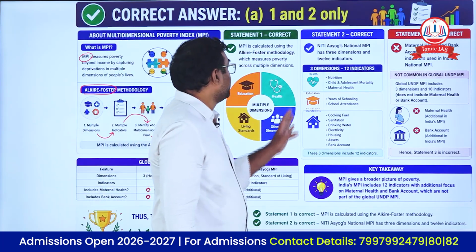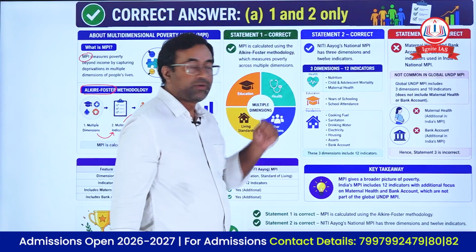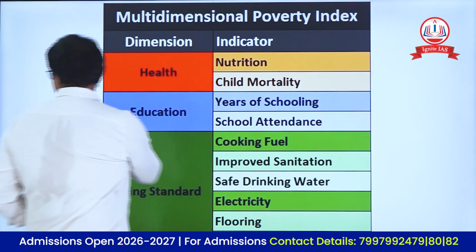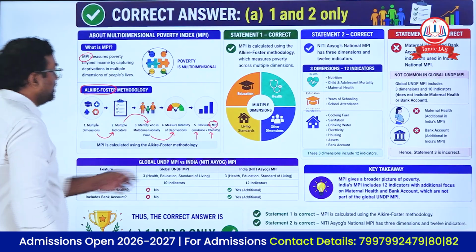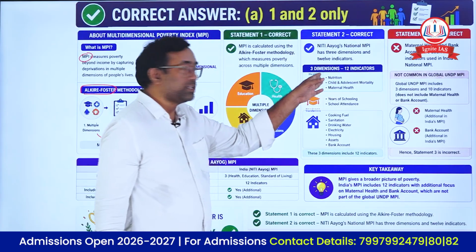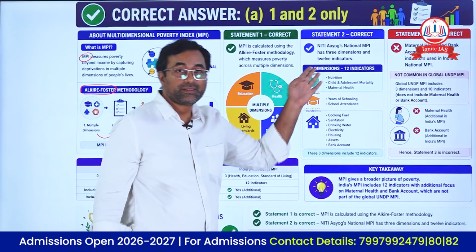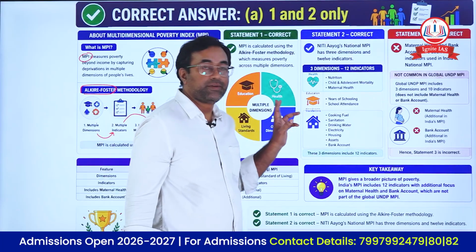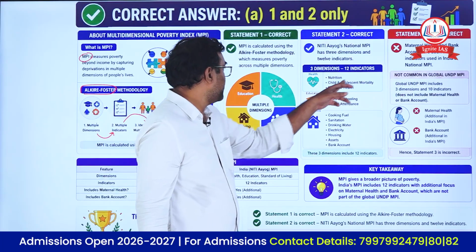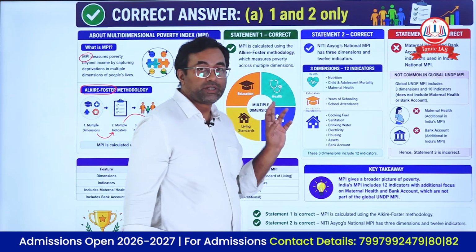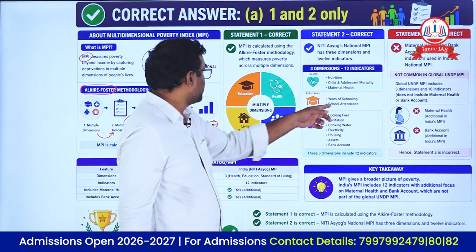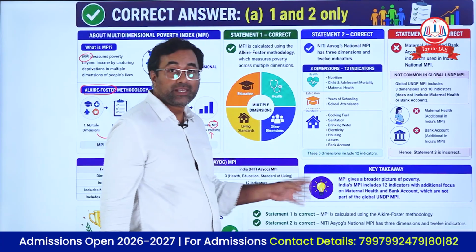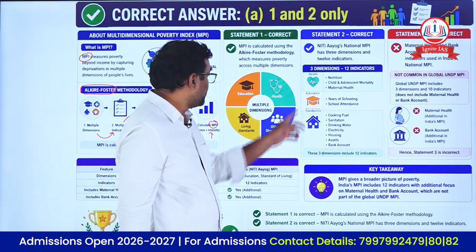The second statement says that the NITI Aayog National Multidimensional Poverty Index has almost 12 indicators. So this is correct. Okay. The National Multidimensional Poverty Index calculated by NITI Aayog has 3 dimensions: health, education and standard of living. In health, they are considering nutrition, child and adolescent mortality, and maternal mortality. In education, years of schooling and school attendance. And in standard of living, cooking fuel, sanitation, drinking water, electricity, housing, assets and bank account. So these are the 12 indicators.